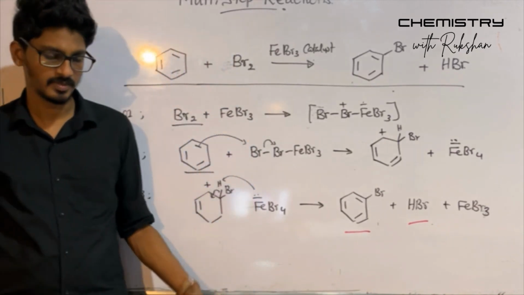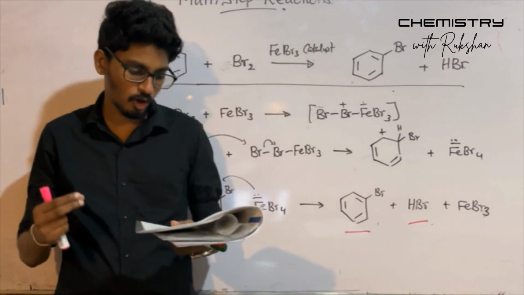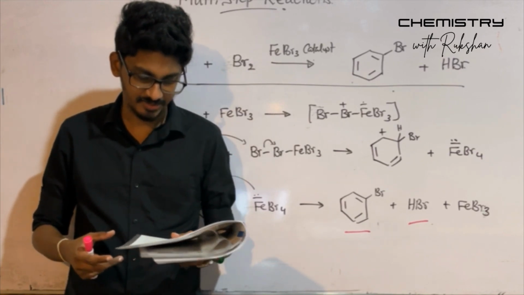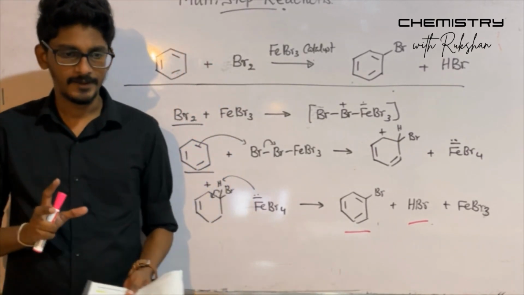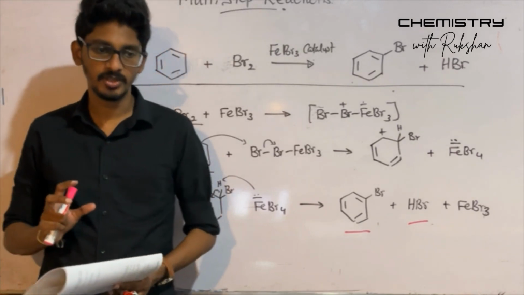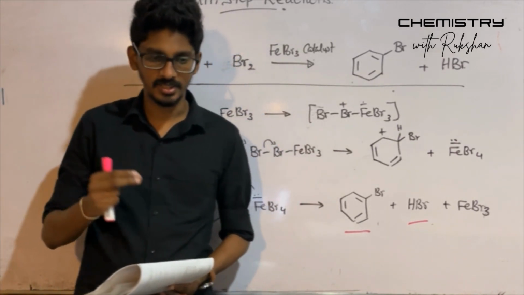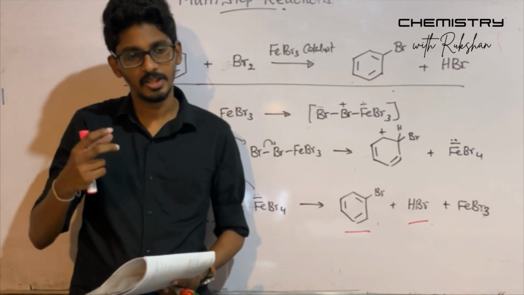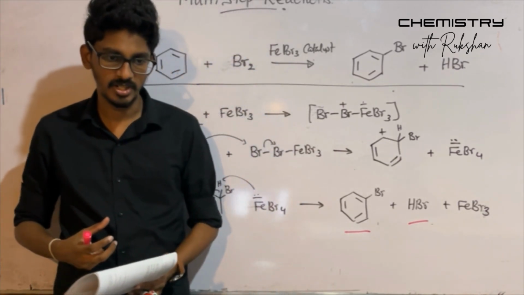The second point says a species that is formed in one step and then used up in a later step is an intermediate. So remember, there are always intermediates involved in multi-step reactions. Sometimes it may be one intermediate, sometimes you may have more than one intermediate involved in multi-step reactions.